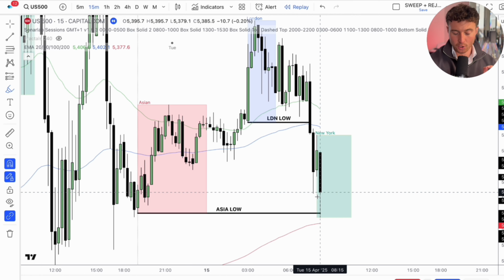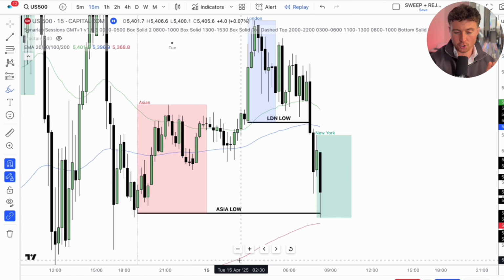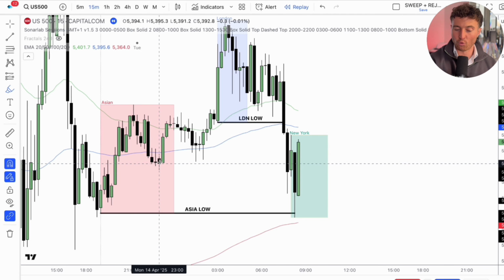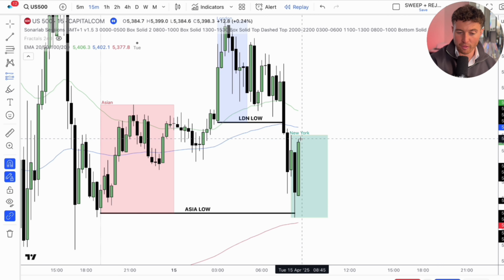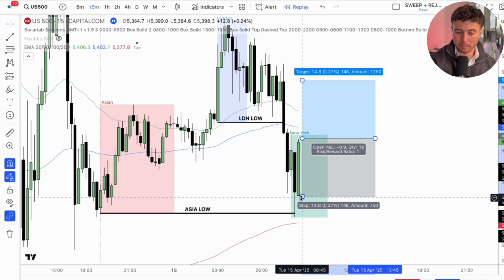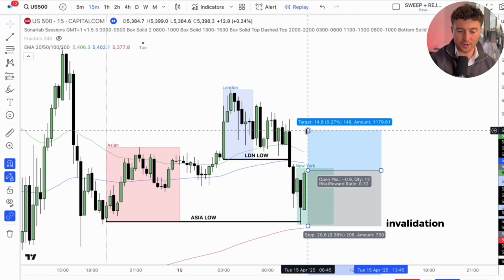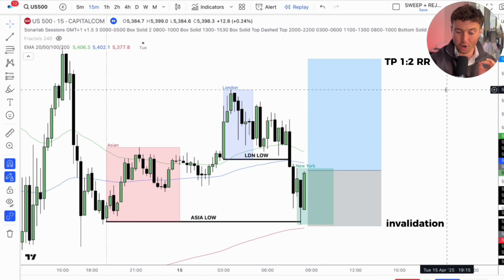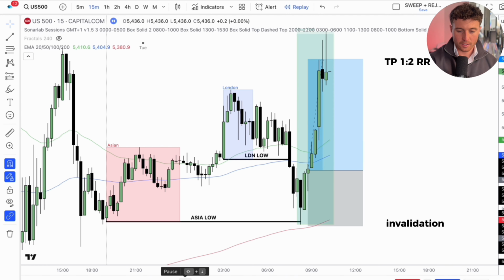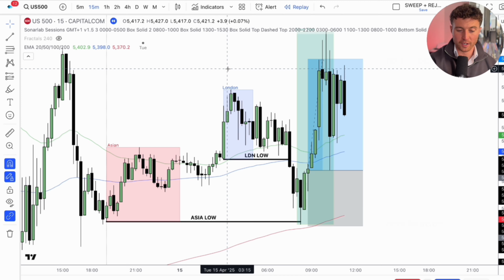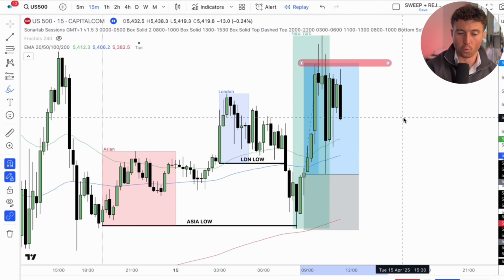And so we're still during a New York kill zone, and we're just waiting for another 15-minute bullish confirmation, and we get that right here. So we can enter on the break of this candle high, invalidation below the liquidity sweep, and again simply targeting a mechanical 1 to 2. We're not looking for a home run here, we're just looking for a repeatable risk to reward. And during the New York session, this trade hit take profit for a 1 to 2.